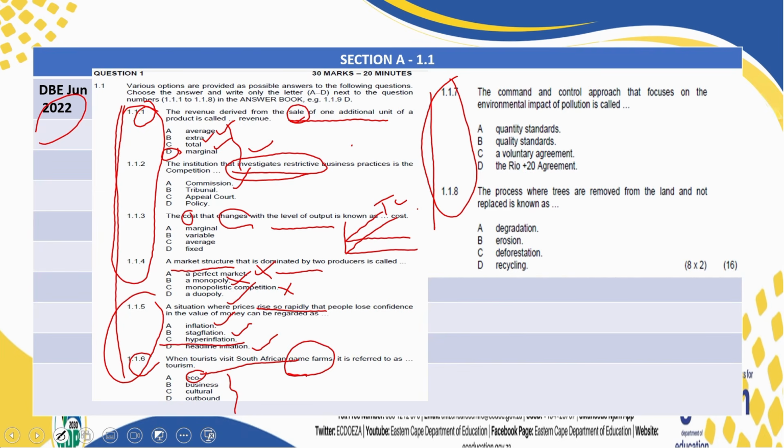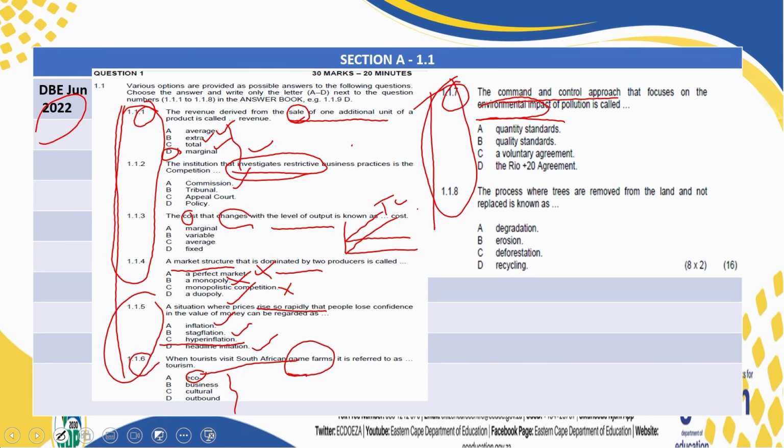So how about also looking at the other types of tourists, business tourists, cultural tourists? How about if you are given a case study, can you identify them? How about if you are given a picture, can you also identify them? So we need to also look at the other options that are given. Now, 1.1.7, the command and control approach that focuses on the environmental impact.